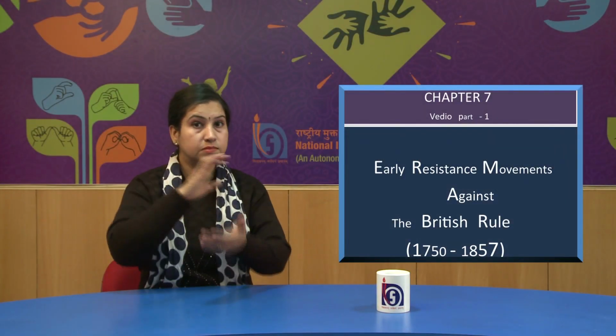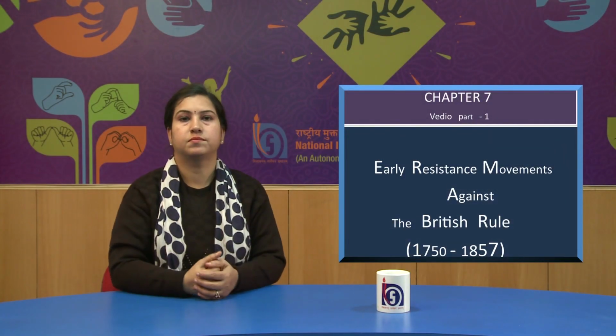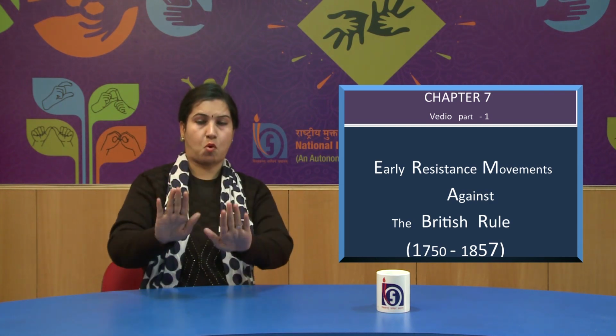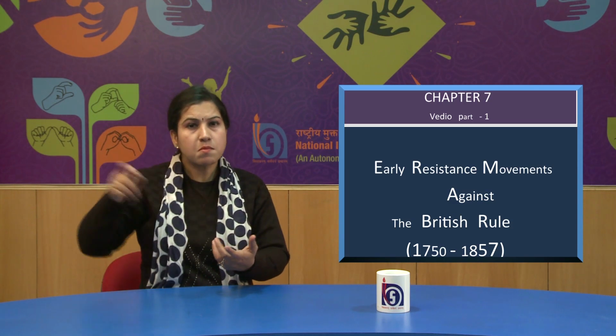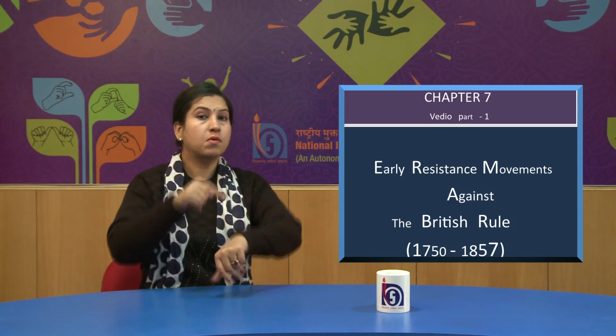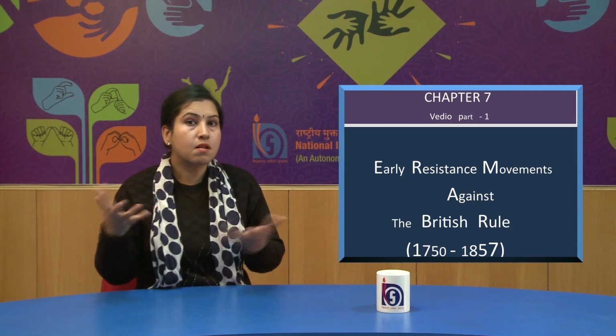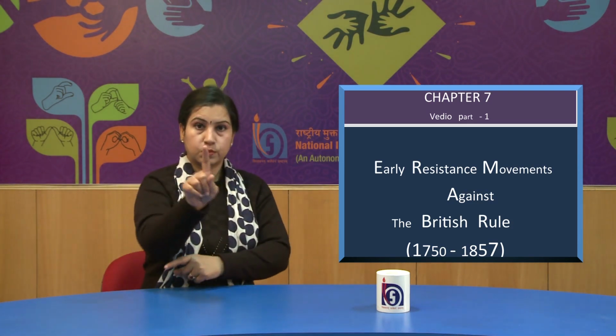Chapter 7, Part 1. Early resistance movements against the British rule from the time period 1750 till the year 1857.